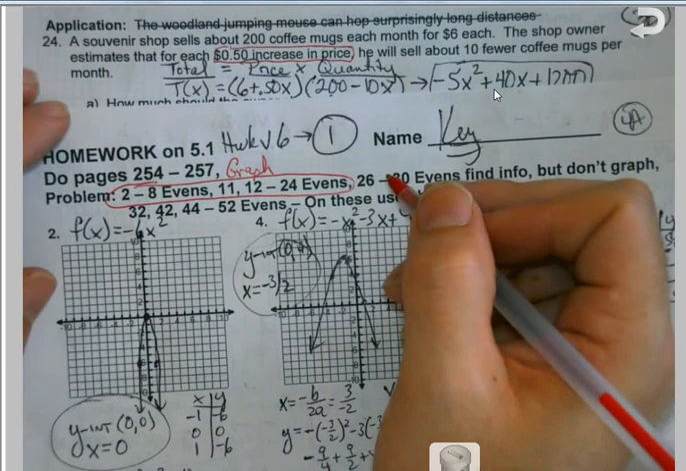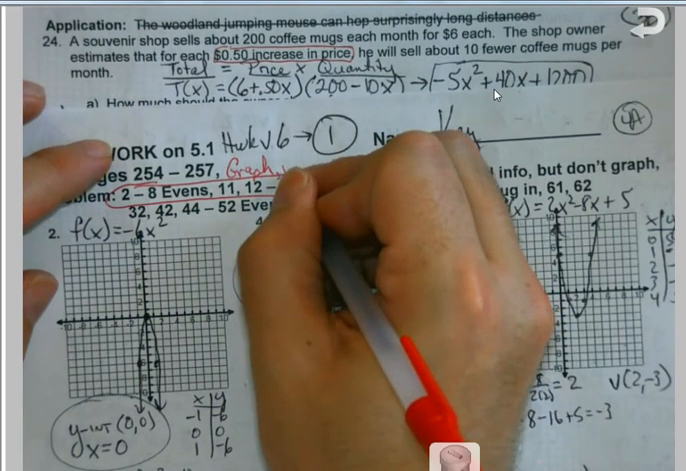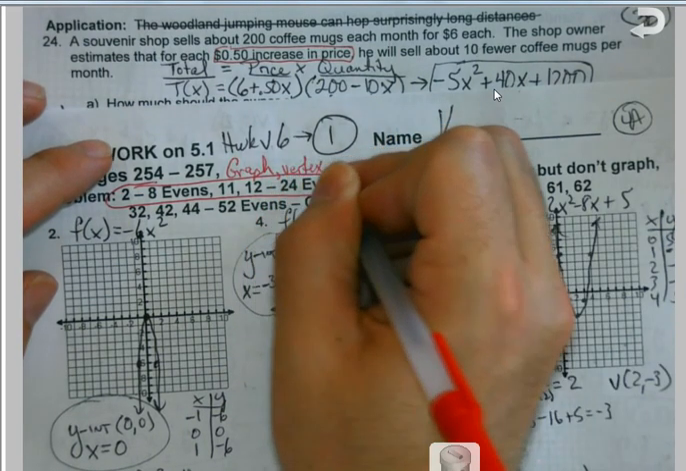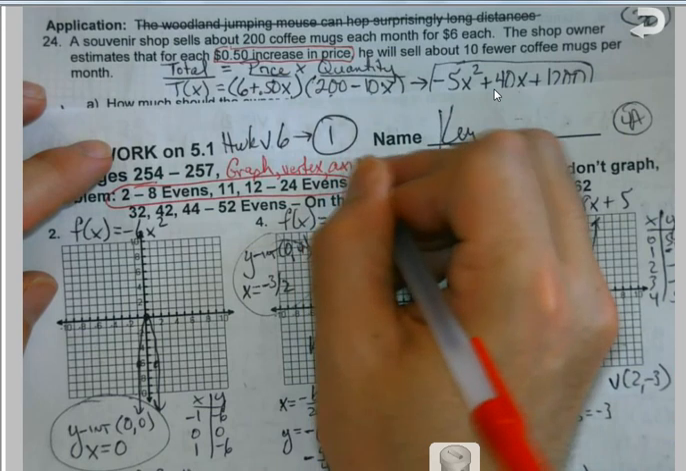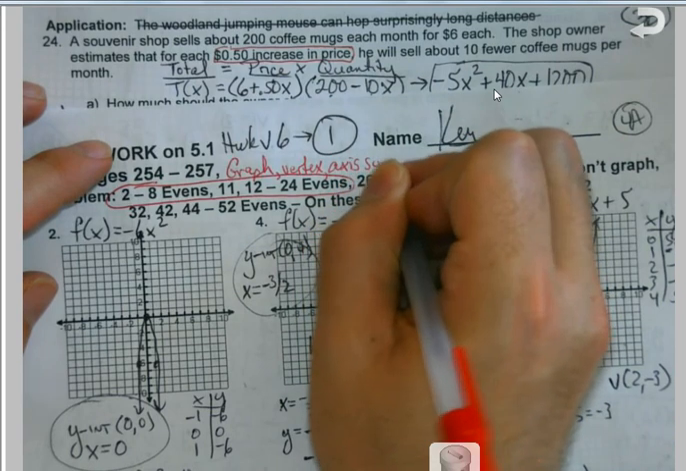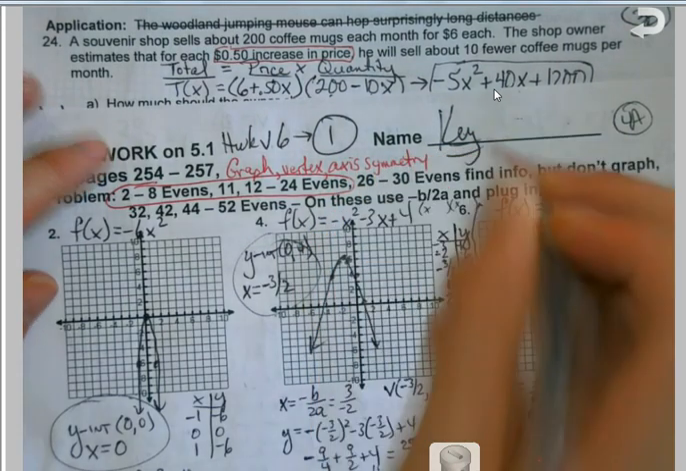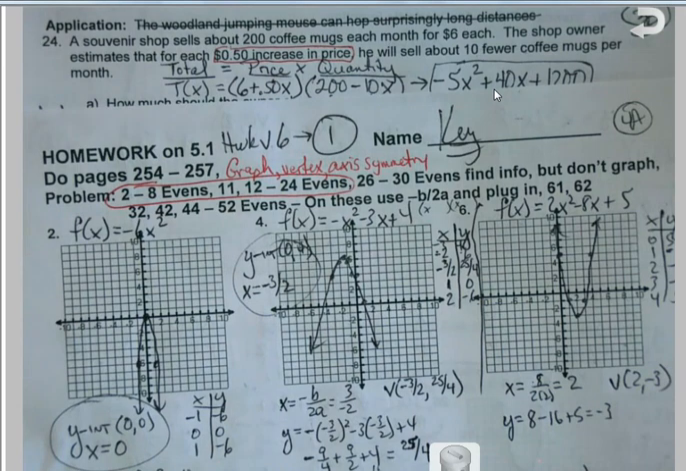We're going to do a graph. We're going to do the vertex. And we're going to do the axis of symmetry. That's it. It's going to be asking you for the y-intercept and what's the x value of the vertex. Graph it, figure out where the vertex is. Tell me where the axis of symmetry is.